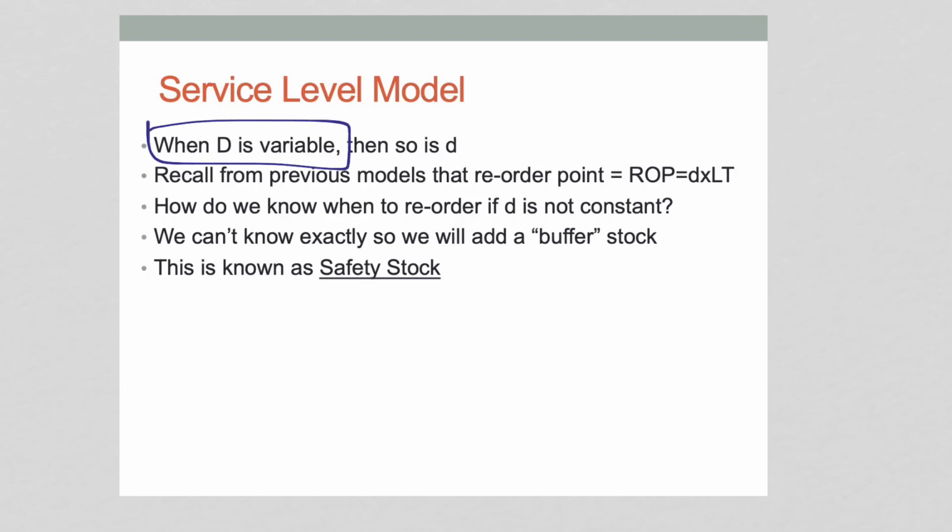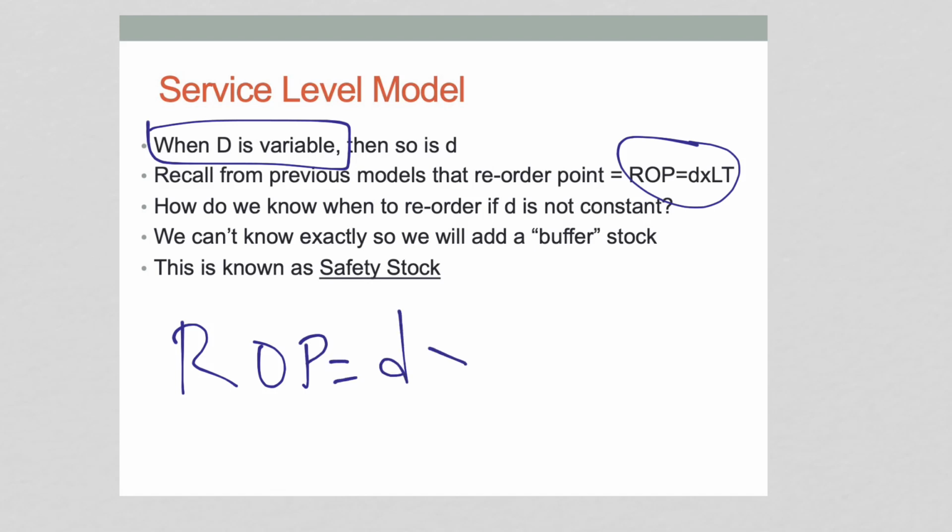And if you remember from the previous models, we have a formula for reorder point. The reorder point is equal to our daily demand times the lead time. I think last class I may have called lead time L. The book actually calls it lead time like this, but it's the same thing. Daily demand times lead time. So that's how we calculate our reorder point.